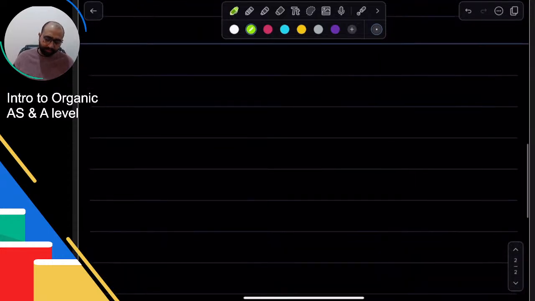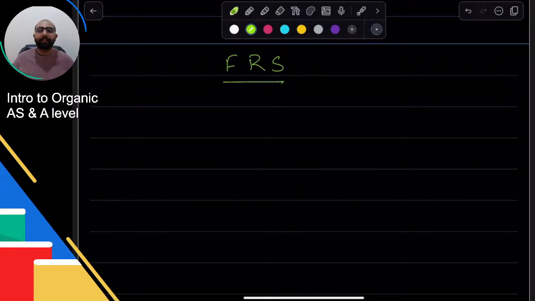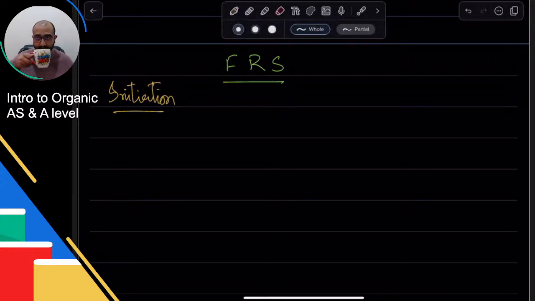Alright, so the first reaction that we have is free radical substitution. Free radical substitution will obviously occur if you get radicals. So how do you create radicals? That's the first step. And that step is called initiation. Okay, so initiation is where you start making those radicals. Now, radical is only possible if electrons are equally distributed when a bond breaks.